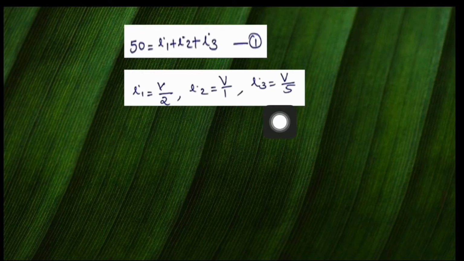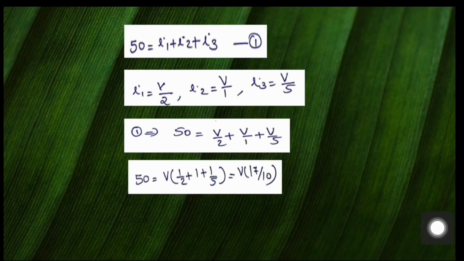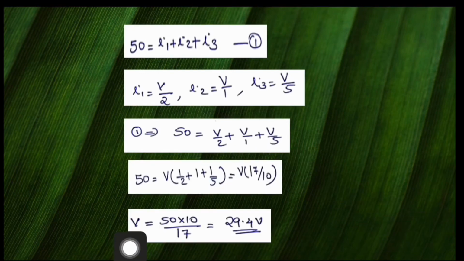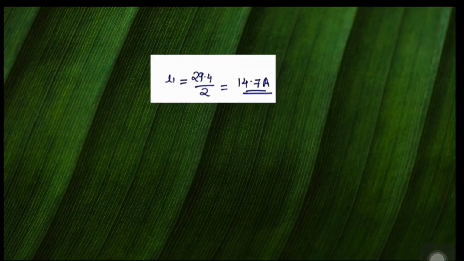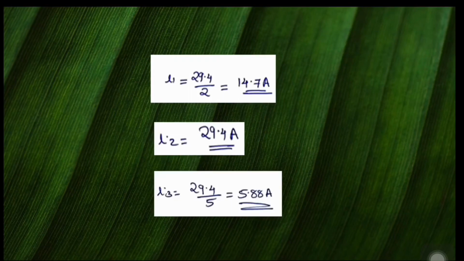Next, we are going to substitute values of I1, I2 and I3 in equation number 1. Correspondingly, we get 50 is equal to V by 2 plus V by 1 plus V by 5. By rearranging this, we get the value of V as 29.4 volts. Okay. What is our next task? Our next task is to substitute value of this V in the expressions of I1, I2 and I3. When we do that, we get the desired quantities: I1 as 14.7 amperes, I2 as 29.4 amperes and I3 as 5.88 amperes.